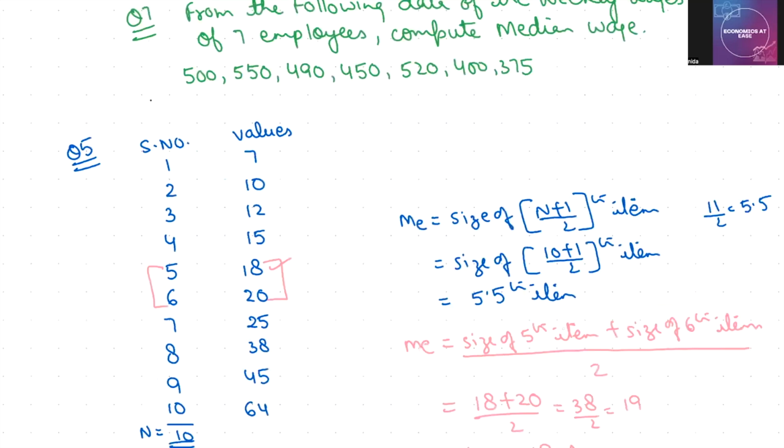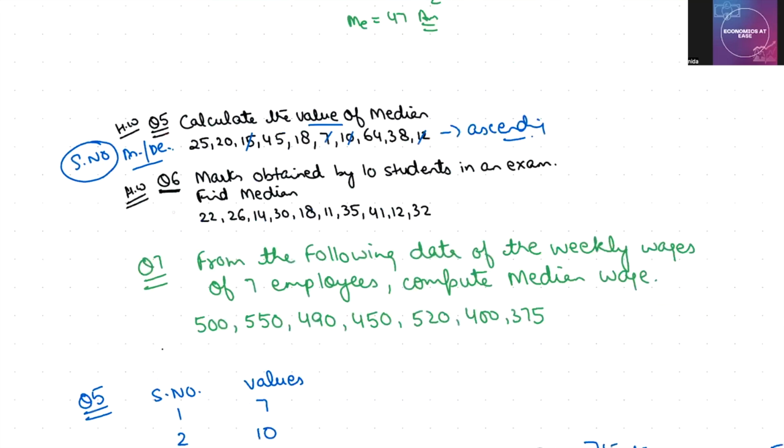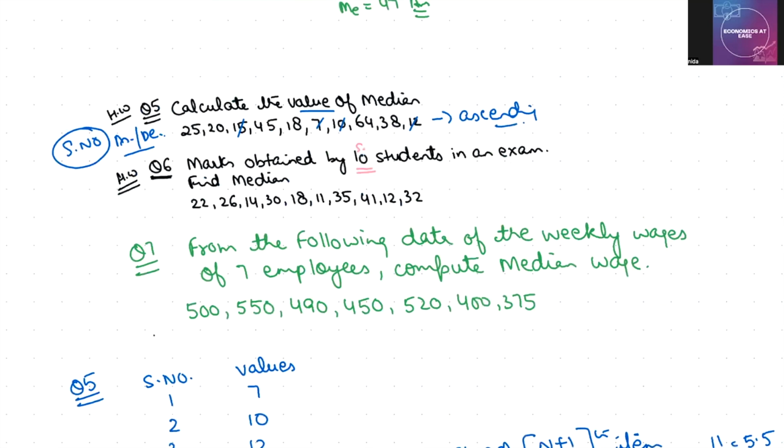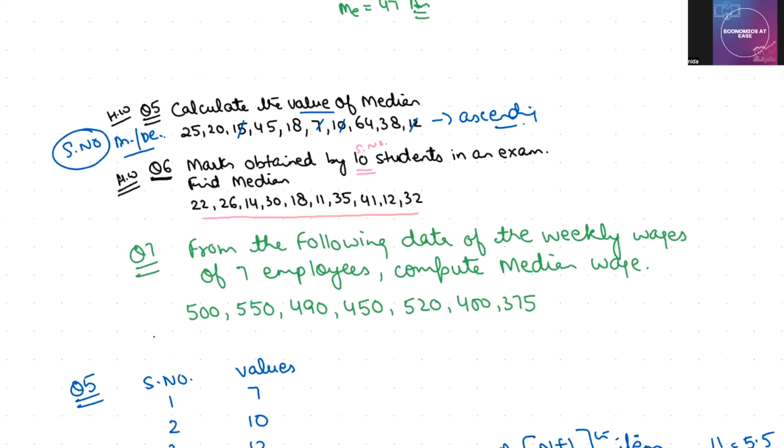Now this is your sixth question. We are going to start solving here. Question number 6. Students are 10, that means your serial number is 10, right? And you will arrange it in ascending order. Now let's see how you're going to solve that.